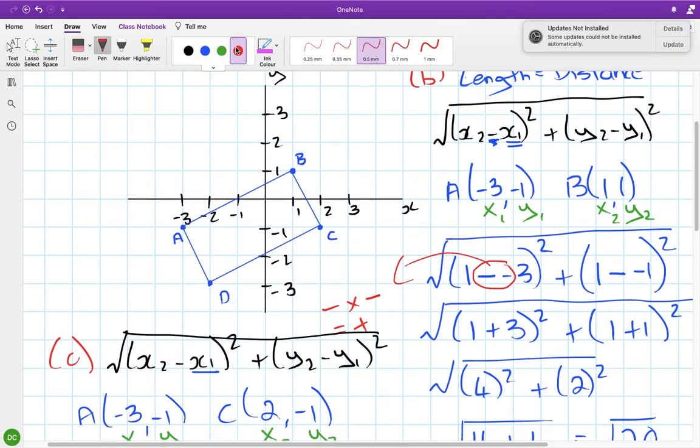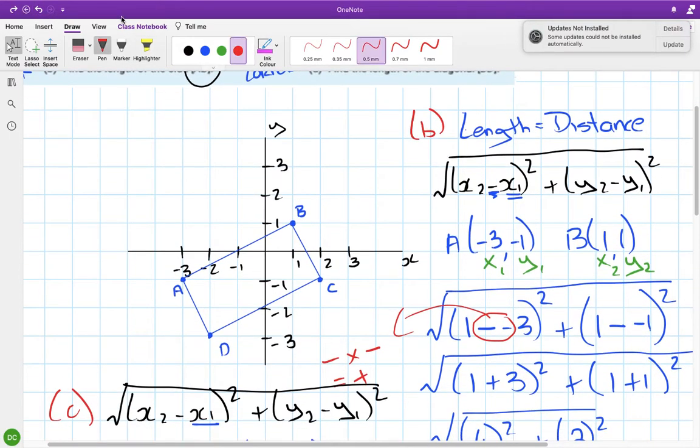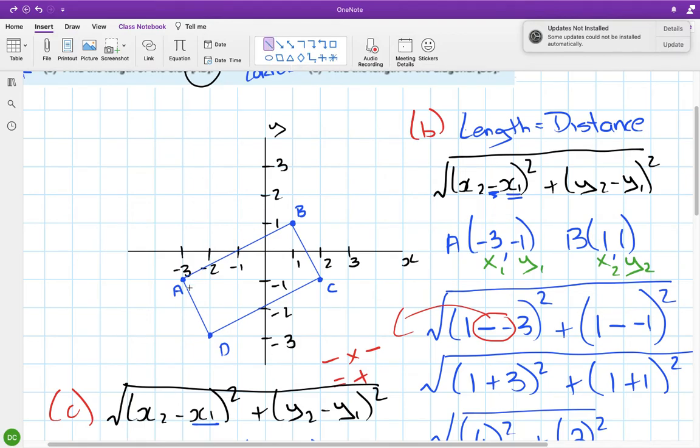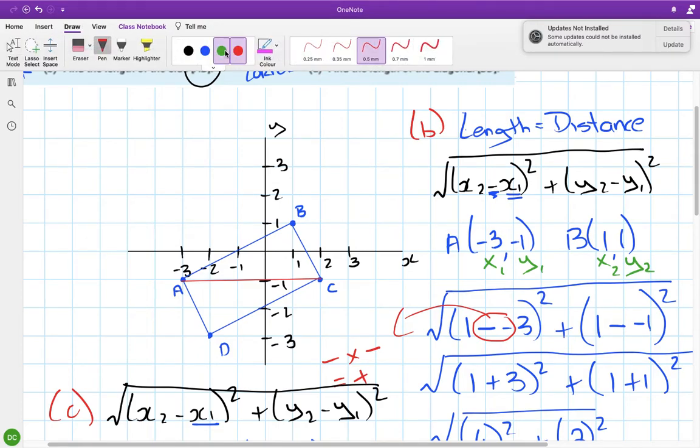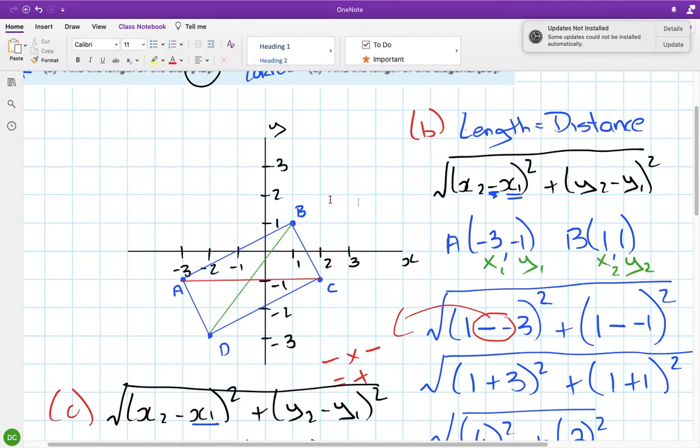So essentially, when I did this diagonal, I got 5. And then when I did this diagonal, I got 5. And that makes sense because they're both diagonals in the same parallelogram, so they should be the same length. So the maths backed up what should have happened.